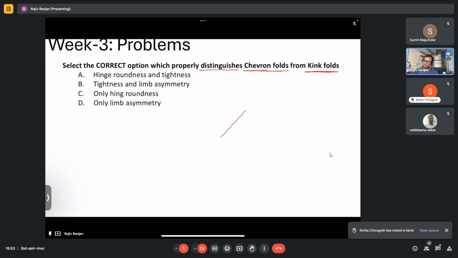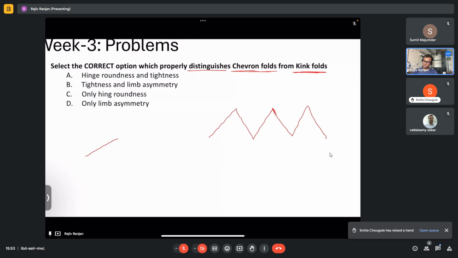If you have seen this sort of fold, right? Now, or in other way, have you studied chevron folds, Sumit? Sir, I've heard it somewhere, I have read about it, but I don't exactly remember it now. Okay, okay, no issues.